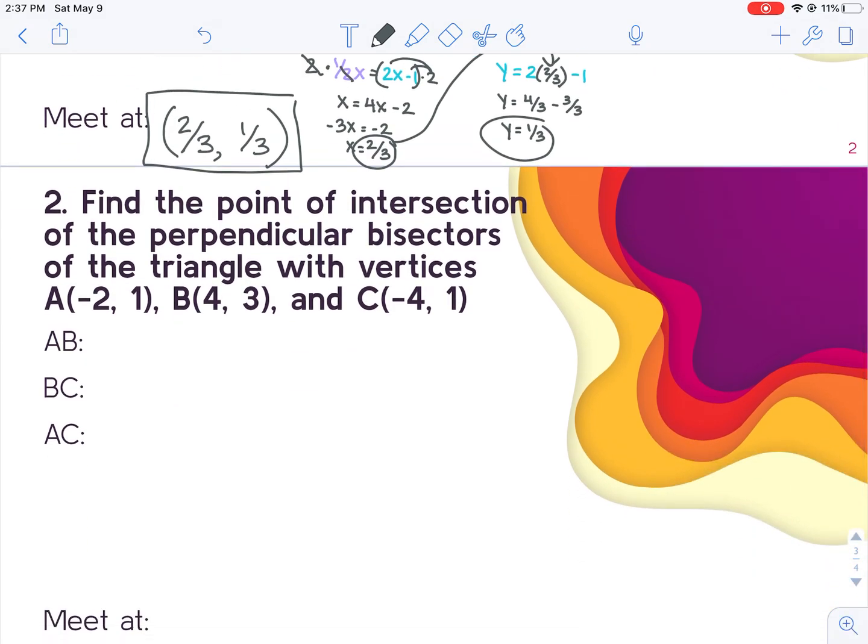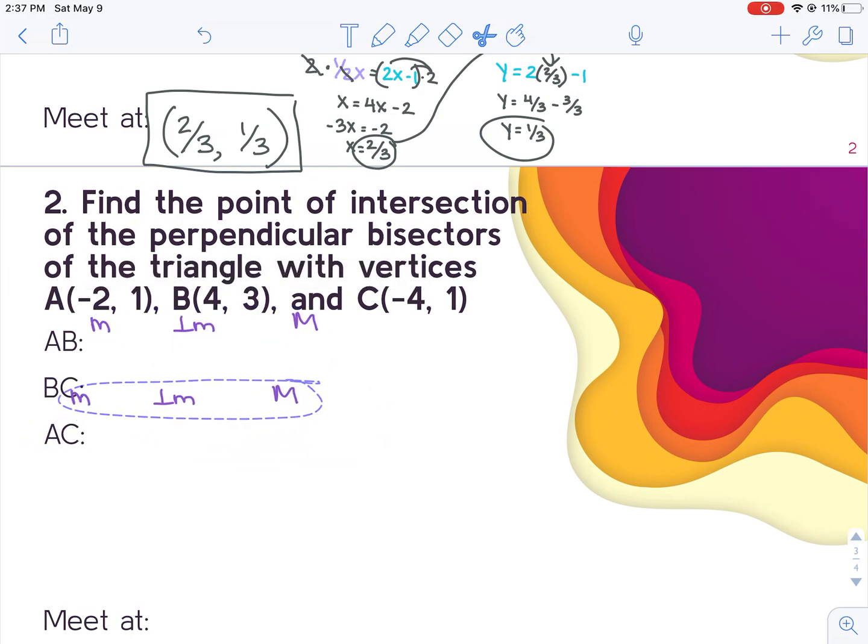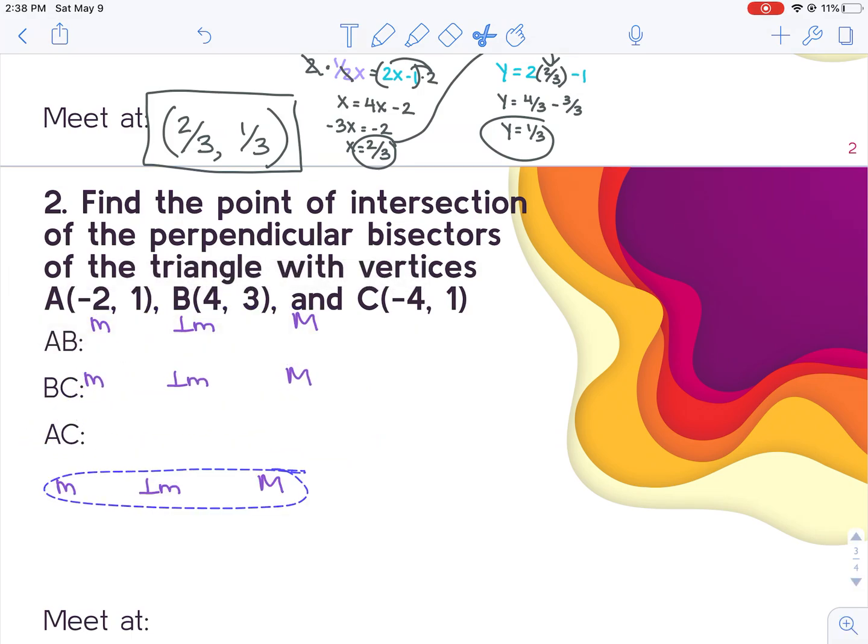On this next one, we're asked to find the point of intersection of the perpendicular bisectors of the triangle with the following vertices. Okay. We're going to do the exact same thing that we did yesterday. We're going to find the perpendicular bisector equations. Then we're going to do what we just did above, pick two equations and set them equal.